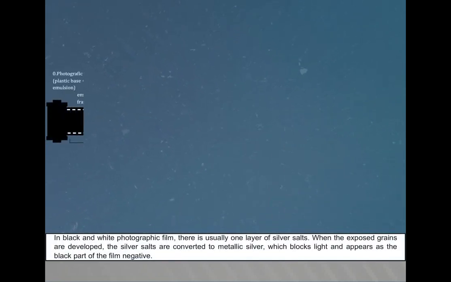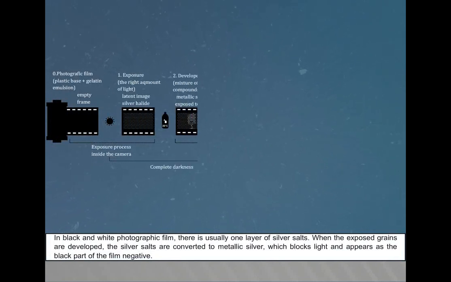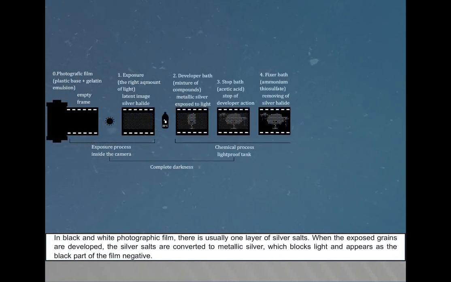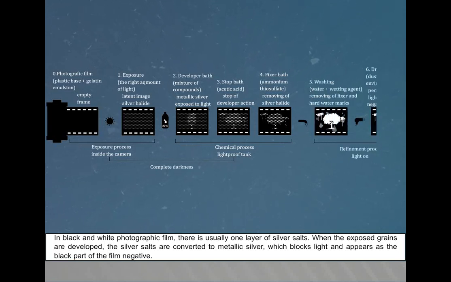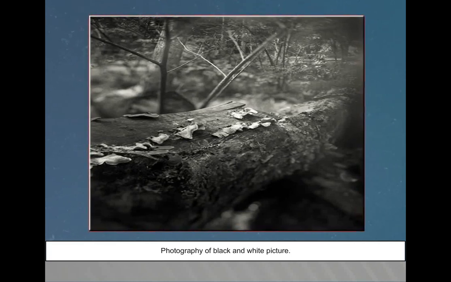In black and white photographic film, there is usually one layer of silver salts. When exposed grains are developed, the silver salts are converted to metallic silver, which blocks light and appears as the black part of the film negative. Photography of black and white picture.